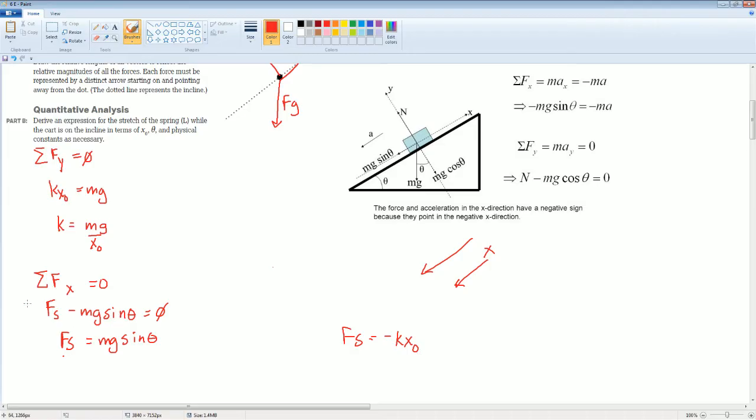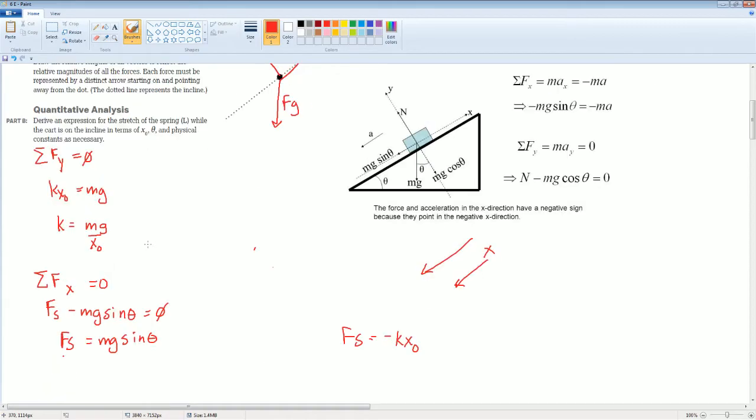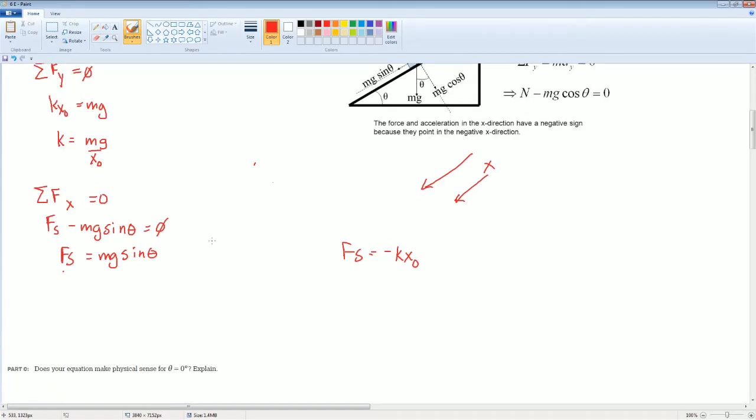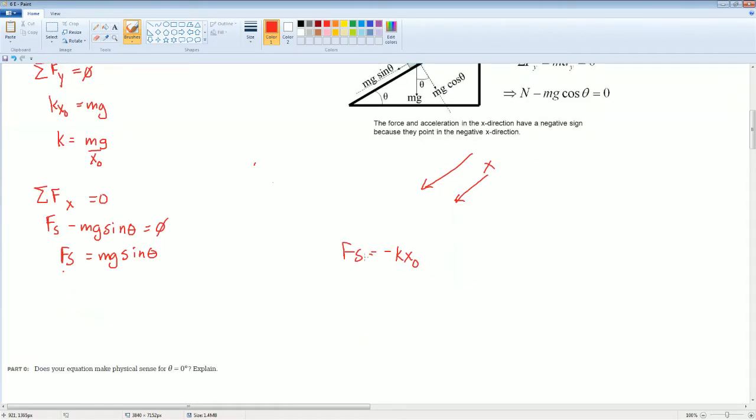X naught, right? Because this is how it's being pulled. Or you could just use that. Okay, L is going to be the stretch of the spring. So here it would be KL, right? Because it should be something like this. The force of the spring is KL, and KL is equal to, right here, mg sine theta.